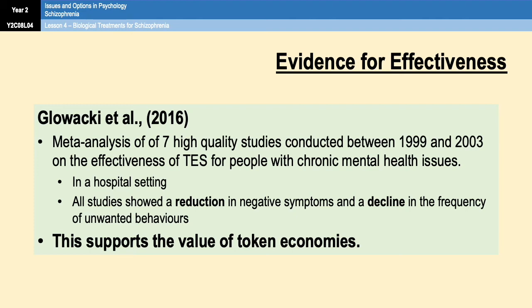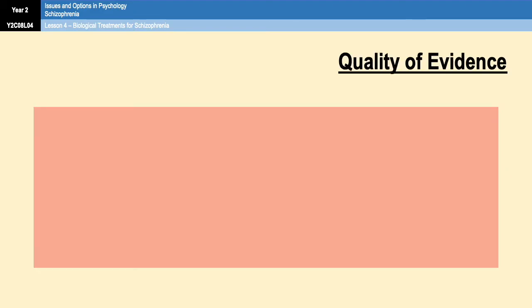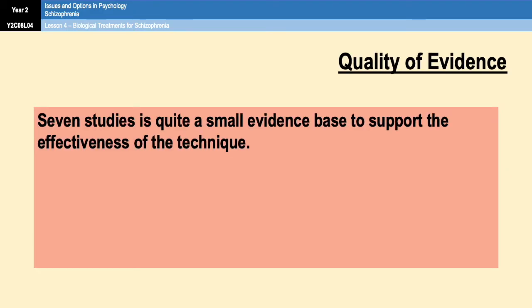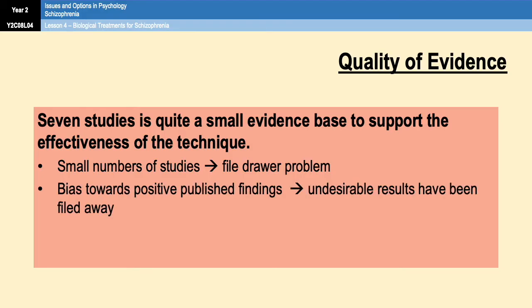Now, of course, they only used 7 studies, so that makes us question the quality of that evidence, because 7 studies is actually quite a small evidence base to support the effectiveness of any technique. Small numbers of studies result in something called the file drawer problem. And the file drawer problem is a bias towards positive published findings, because it effectively means that undesirable results have been filed away into the drawer.